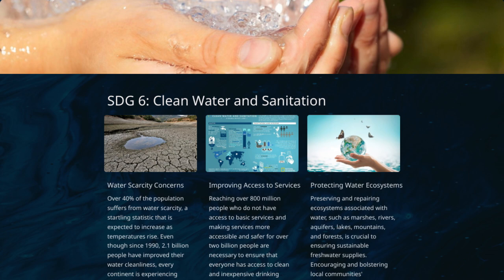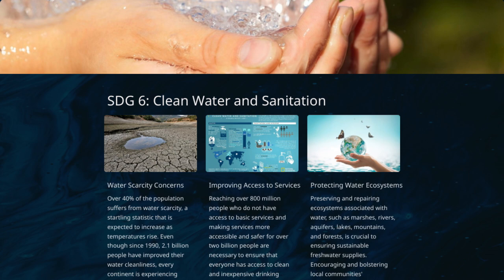Preserving and repairing ecosystems related to water, like marshes, rivers, aquifers, lakes, mountains, and forests, is absolutely crucial for ensuring we have sustainable freshwater supplies. These ecosystems naturally filter and store water, supporting both human needs and biodiversity. Equally important is encouraging and strengthening local communities' involvement in managing water and sanitation resources. When communities are engaged, solutions are more effective and sustainable because they're tailored to local needs and realities.